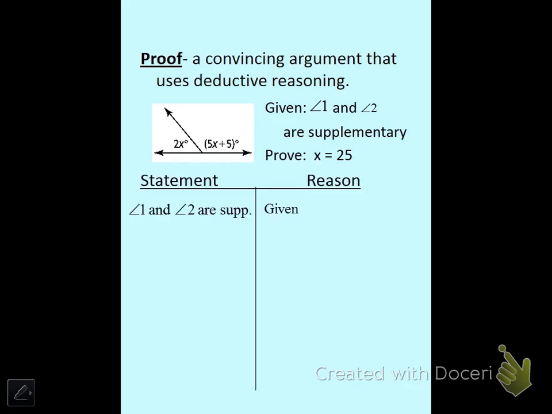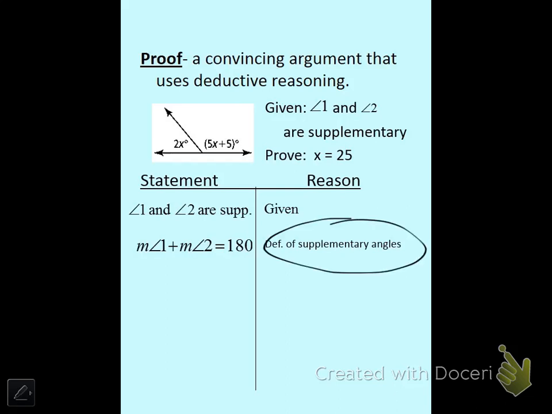My first step, I'm always going to say what's given. So angle 1 and angle 2 are supplementary, because that is given. Okay, which means the same thing as the measure of angle 1 plus the measure of angle 2 should equal 180 degrees, which is the definition of a supplementary angle. So we're going to keep proving.